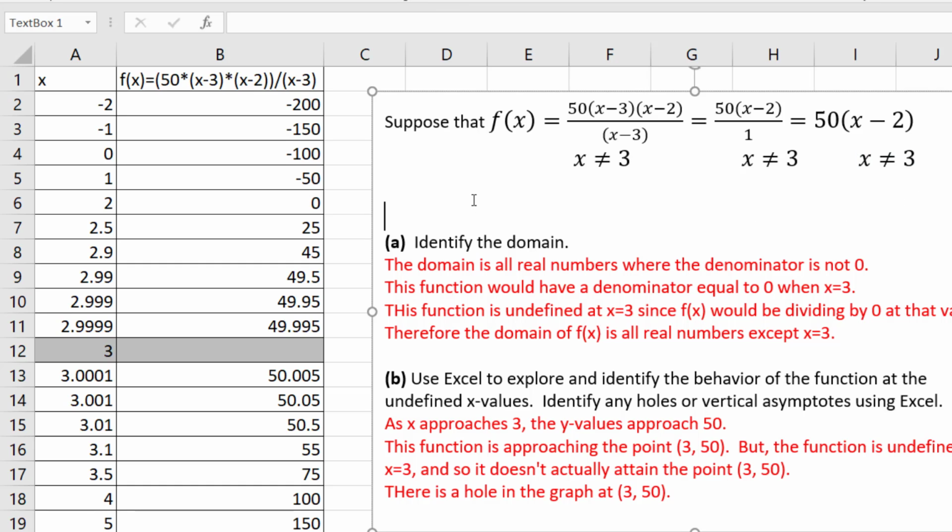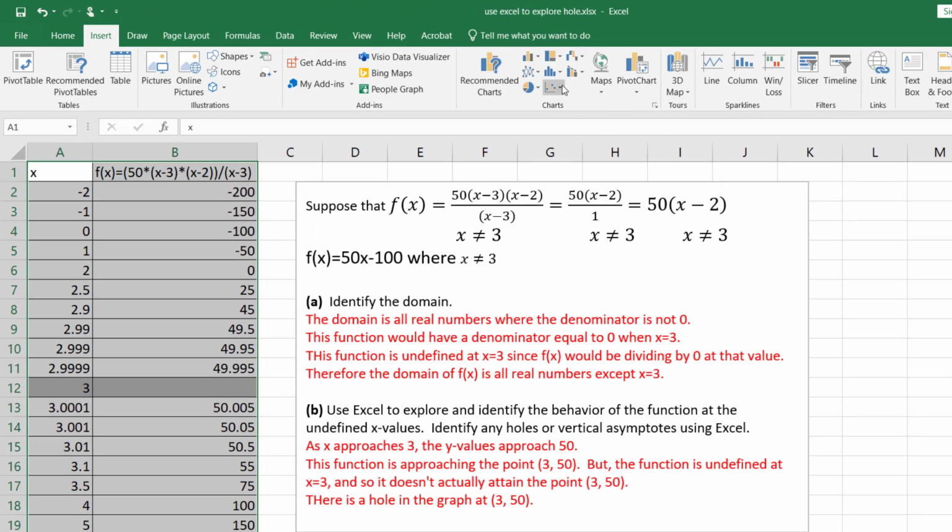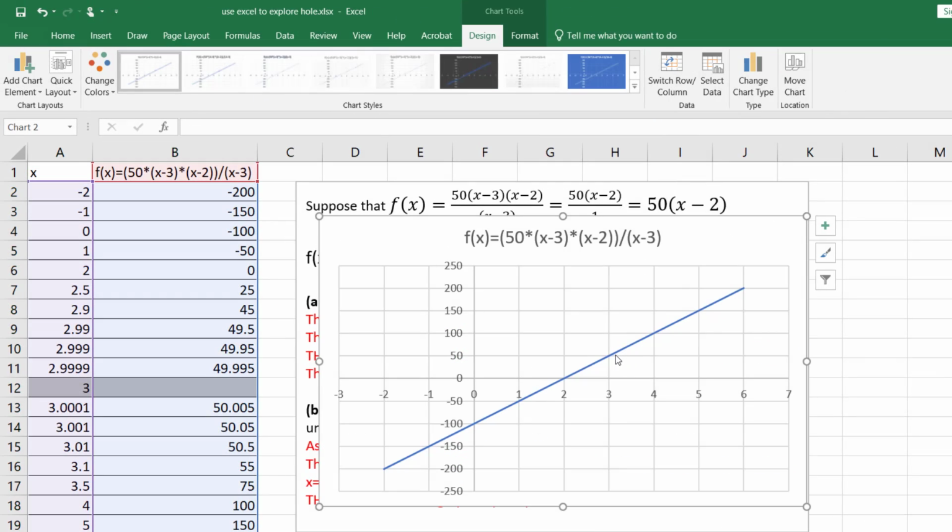So it turns out that this function f of x looks just like a linear function, 50x minus 100, but we have to qualify that by saying x cannot equal 3. If you think about the graph of that, it would be the graph of the line 50x minus 100 with a hole at the point 3, 50. If we go ahead and graph this function using Excel, I do insert, smooth line graph, and you see it's a straight line, but in fact, there is no point there at the point 3, 50. There's points everywhere else in the real number line except at x equals 3.